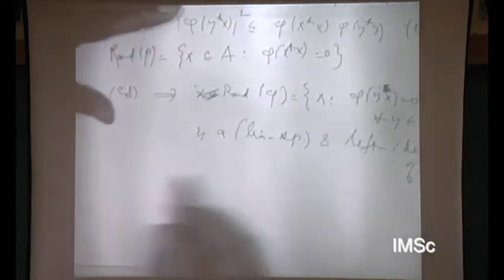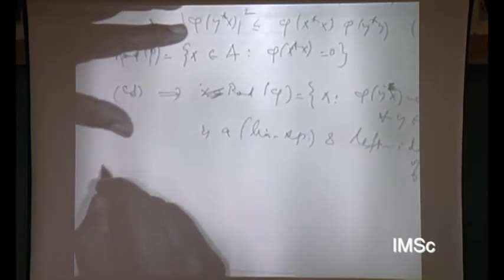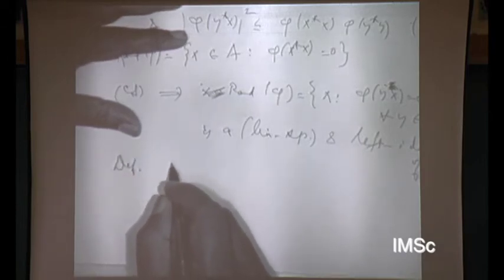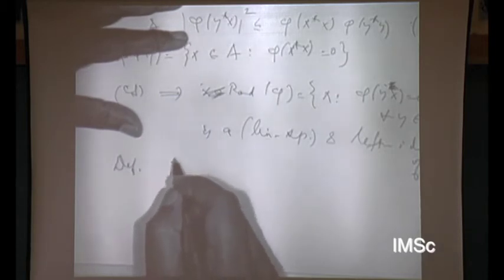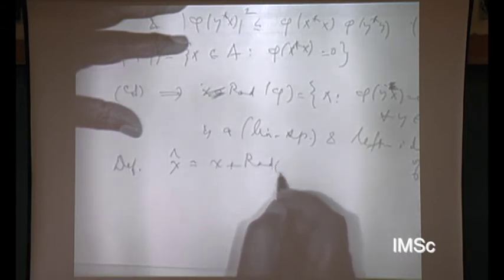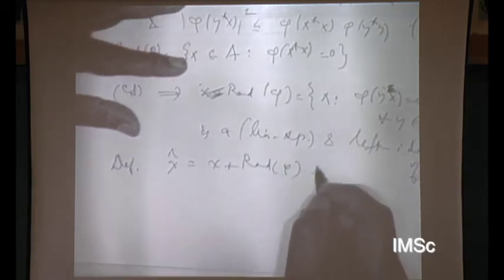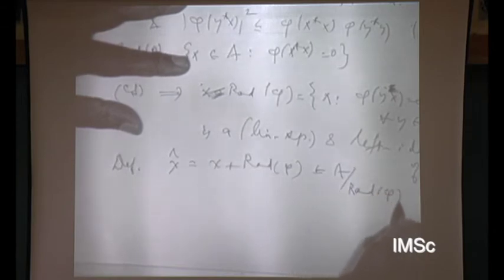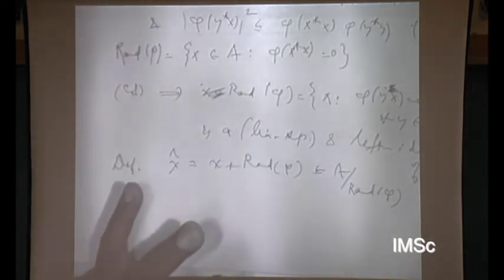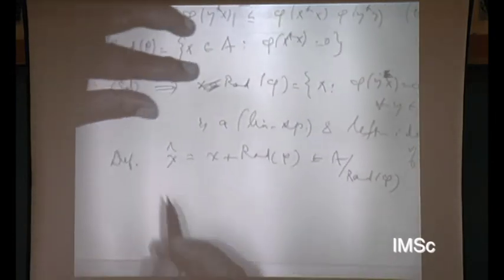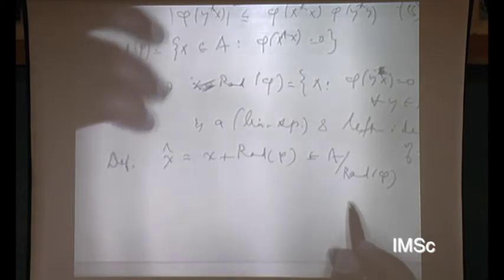Okay. Now, the reason why we are doing all this is, it follows that, let me write x hat equal to x plus rad phi, the element of A mod rad phi. I'm just taking this quotient space purely as a vector space. There's nothing algebraic I'm doing. I'm just taking this quotient space as a vector space and defining x hat as the image of x in the quotient.